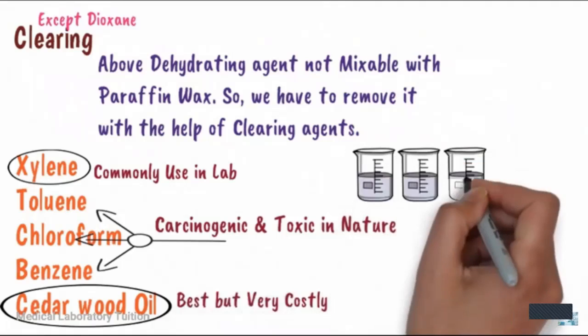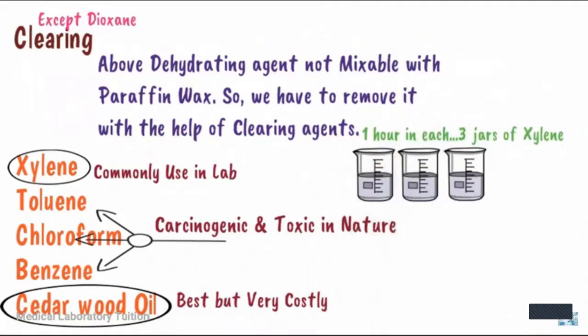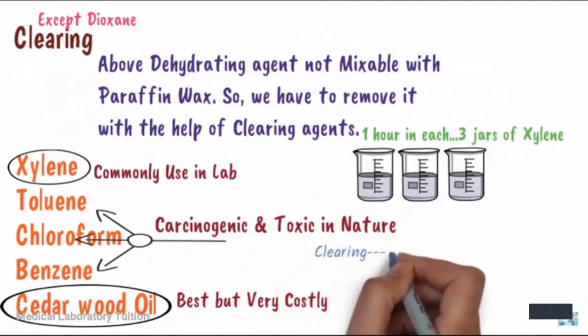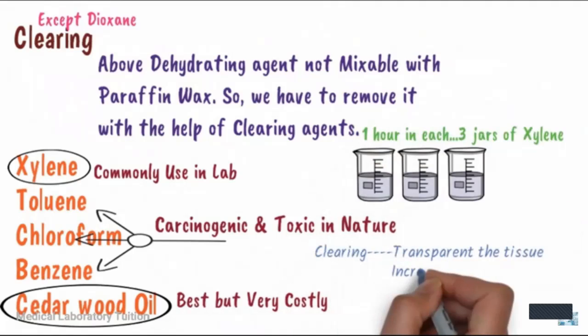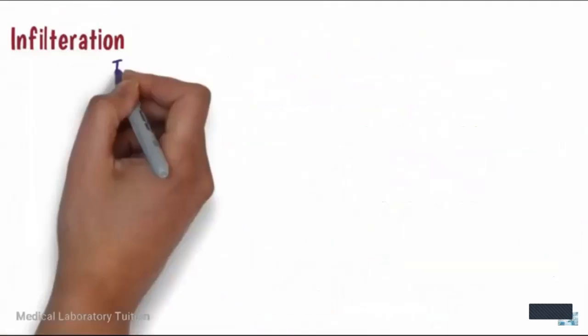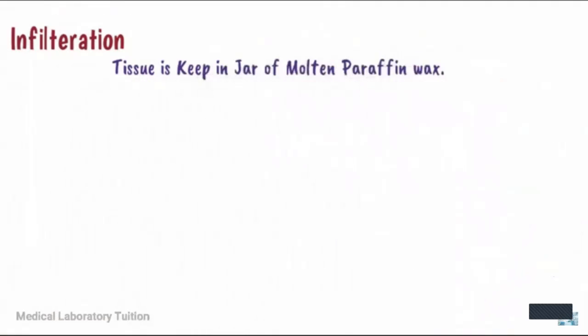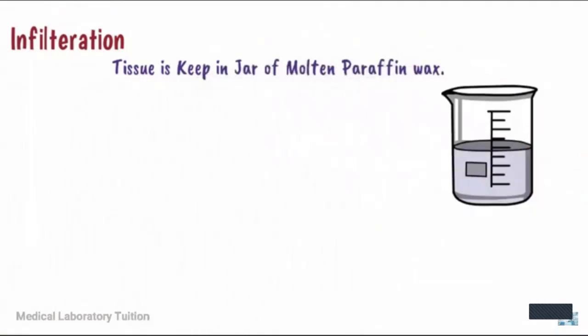So in a lab we give 3 changes of xylene, 1 hour for each, but it may differ from lab to lab. Clearing helps to make the tissue transparent and increases the refractive index so that it is easily visible under the microscope.